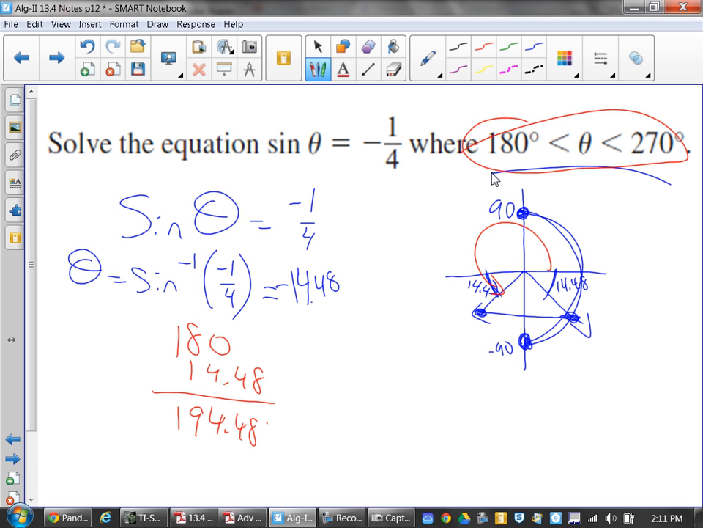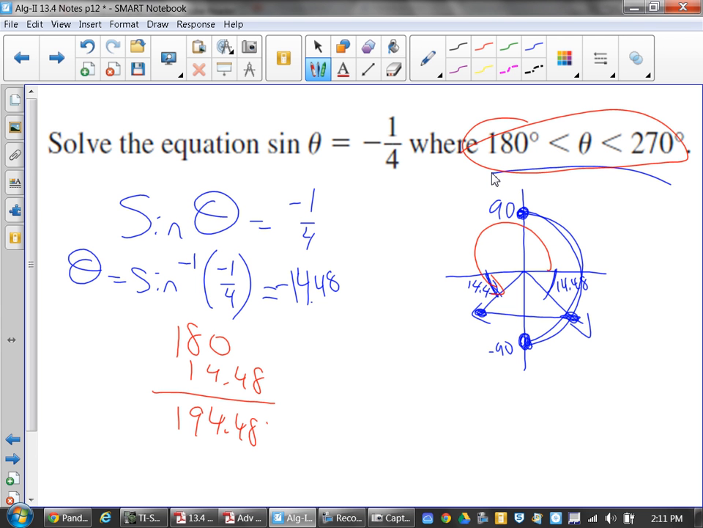And you can check your work here easily. If you type in your calculator sine 194.48, I'll be darned. It's pretty close to negative 0.25. That's how you check your work if you did it right. You bounced it correctly. Okay.